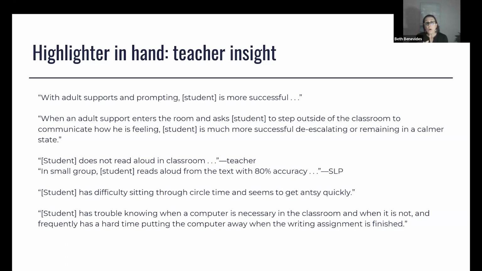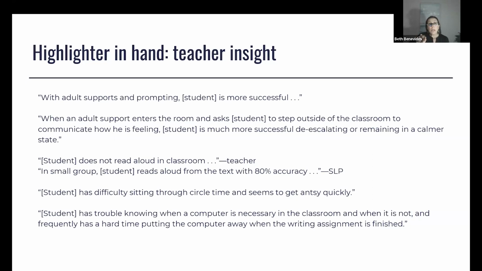When an adult support enters the room and asks the student to step outside of the classroom to communicate how he's feeling, the student is much more successful de-escalating or remaining in a calm state. Okay, so again, if we have data to support that the child does better de-escalating outside of the classroom, then let's talk about the behavior plan. Is there a behavior plan that lists this as a strategy to assist with calming? And if it doesn't, it should, because we want the child to be successful at de-escalating and remaining calm. And if it just means that they're allowed to step outside and talk to an adult outside of the classroom, then that should be an accommodation, right? That should be something that we're providing as a behavioral strategy.